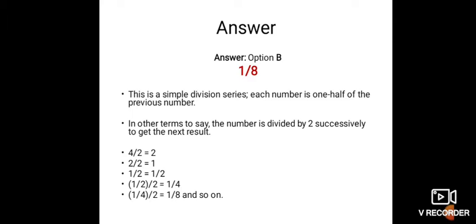This is a simple division series. Each number is one half of the previous number. In other terms, the number is divided by 2 successively to get the next result. That is, 4 by 2 is equal to 2. 2 by 2 is equal to 1. 1 by 2 is equal to 1 by 2. 1 by 2 divided by 2 is 1 by 4. Next, 1 by 4 divided by 2 is equal to 1 by 8. This is the right answer for the first question.